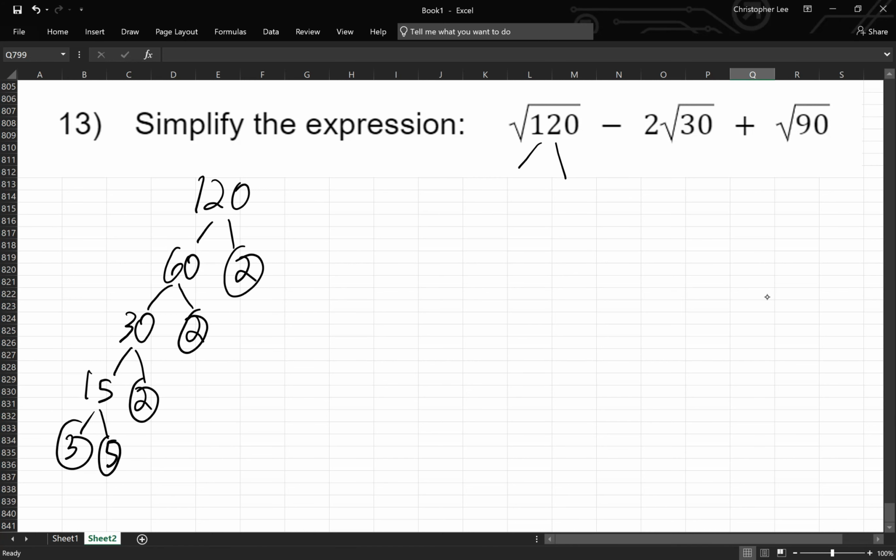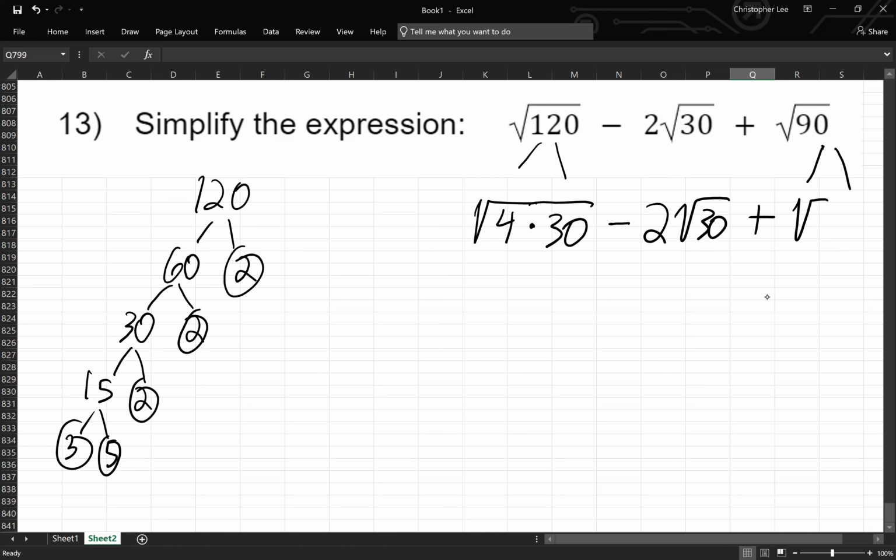So this is going to be square root 4 times square root 30, right? Minus 2 square root 30 plus, what's square root 90? So square root 9 times square root 10, right?